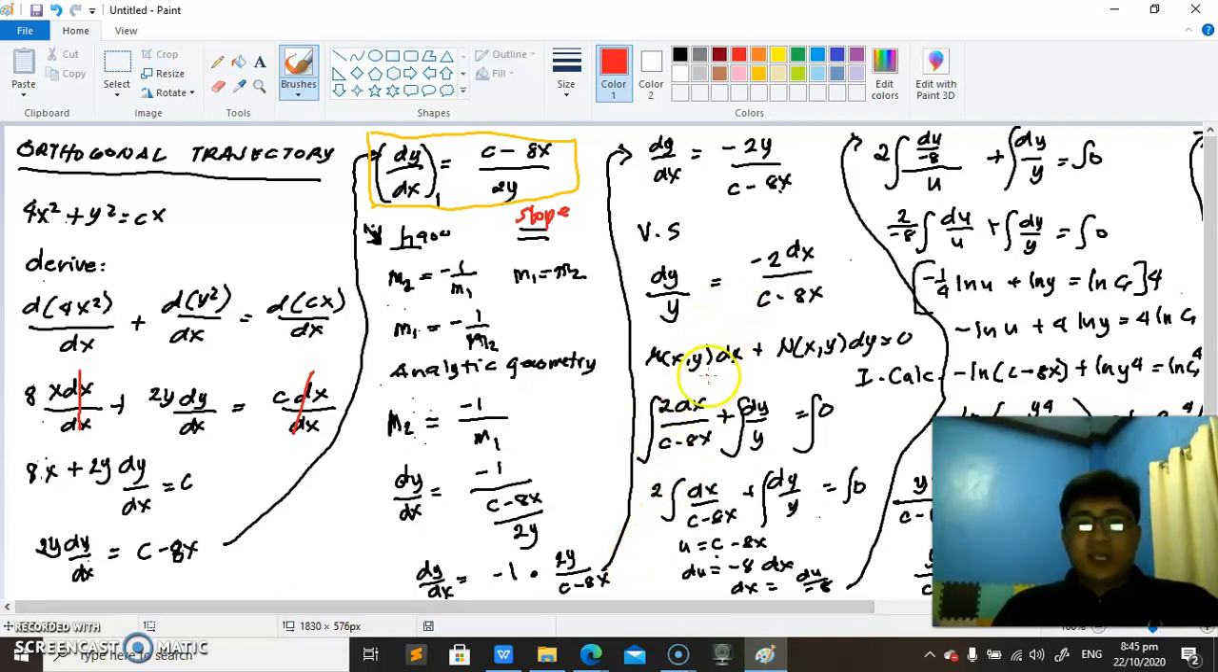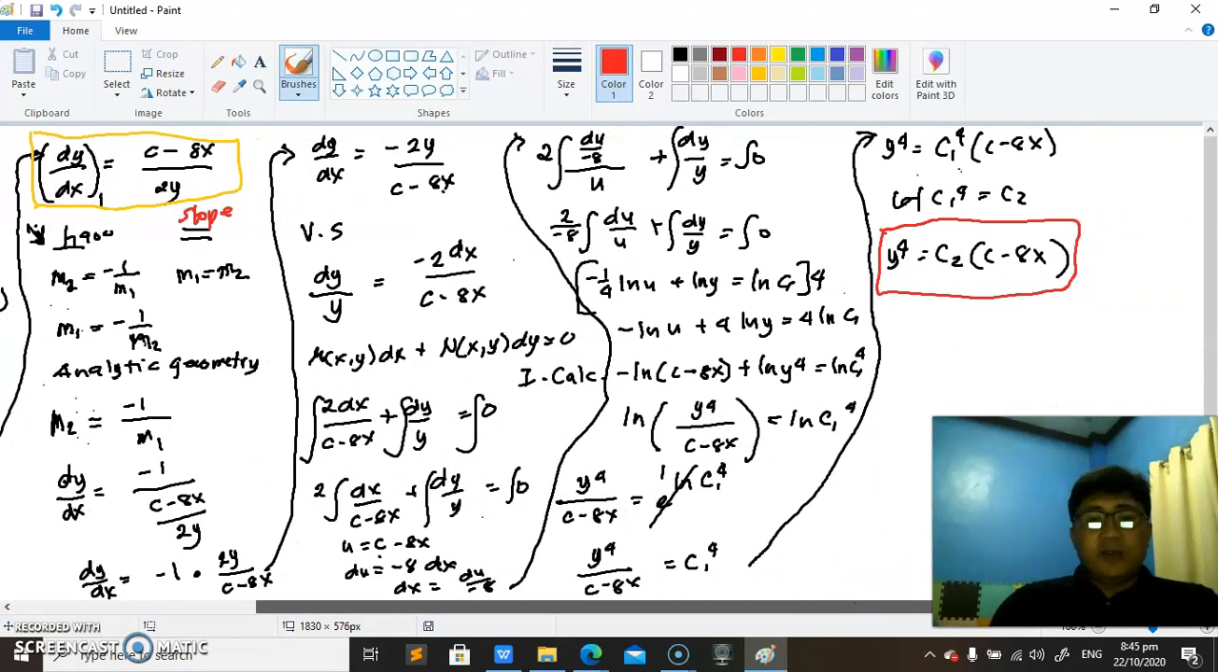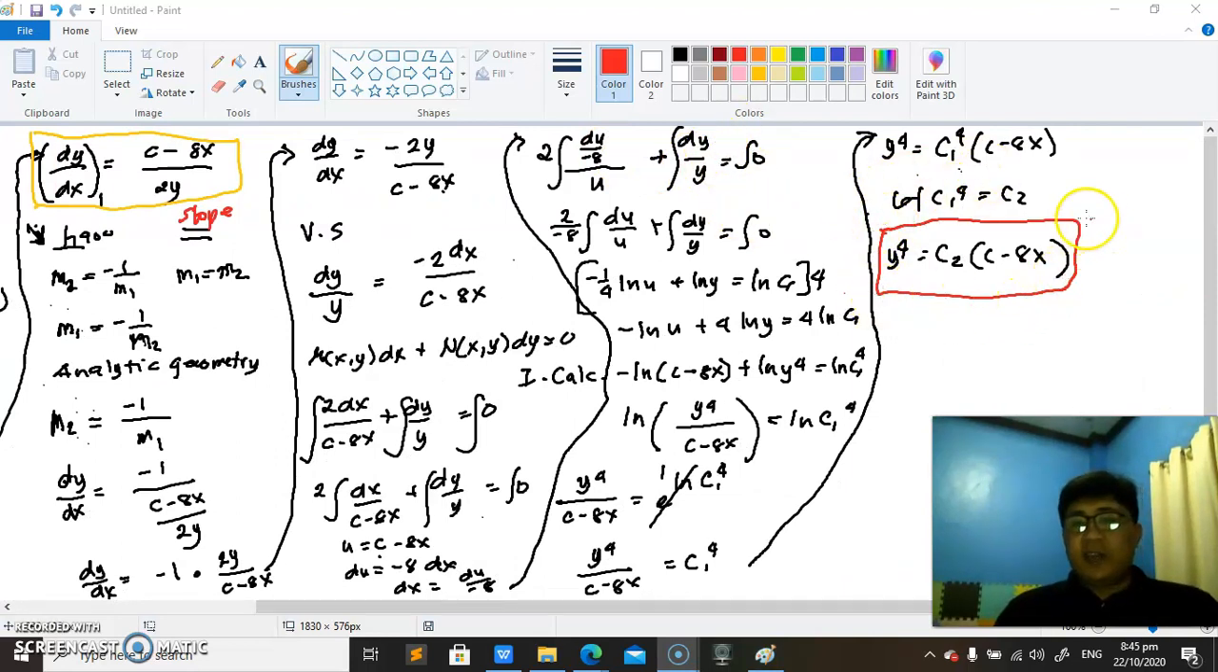In this case, that is just variable separable, separating all the x's and all the y's. After separating, we go back to integral calculus. So these are the processes of integral calculus, so please recall. After that, just simplify and you will have the equation of the trajectory. So, any questions?